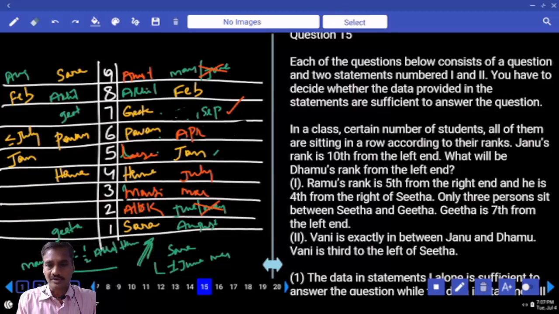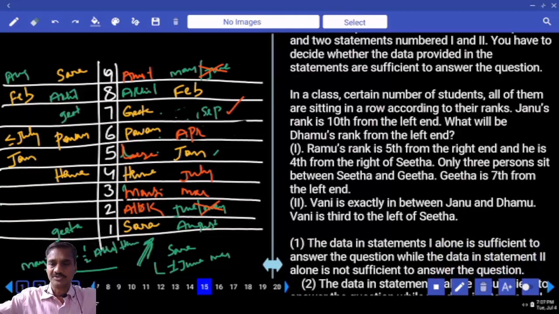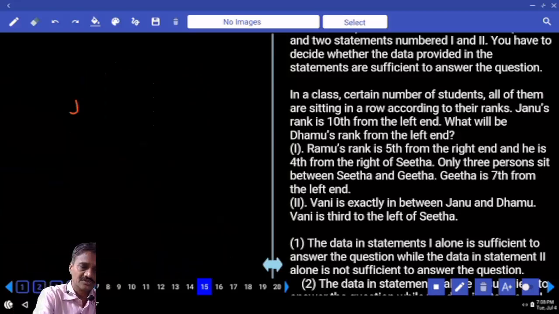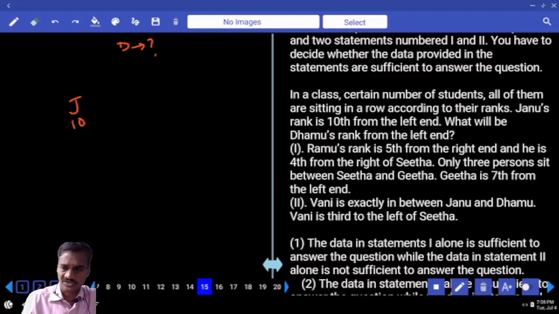Then in a class, there are a certain number of persons and all of them are sitting in a row according to their ranks. Janu's rank is 10th from the left. Now Janu is 10th from the left. Now the question is Ramu's rank from the left hand side. Then Ramu's rank is 5th from the right. Ramu is here. Now 5th from the right hand side.